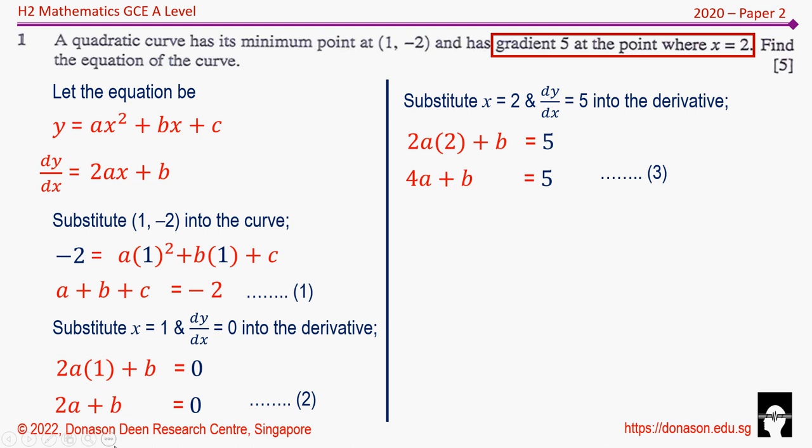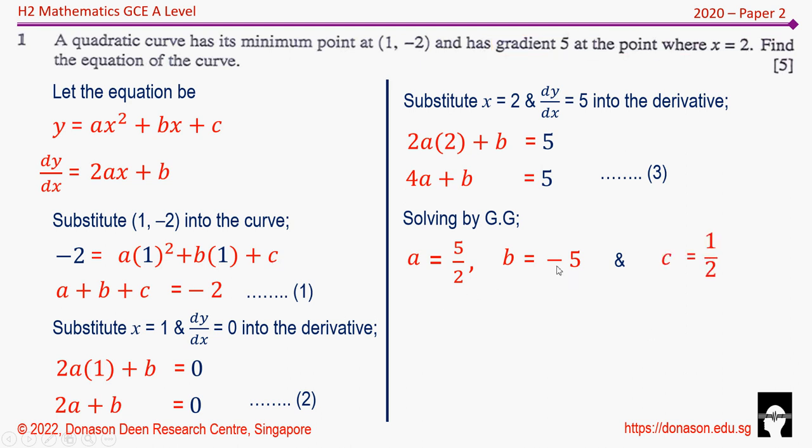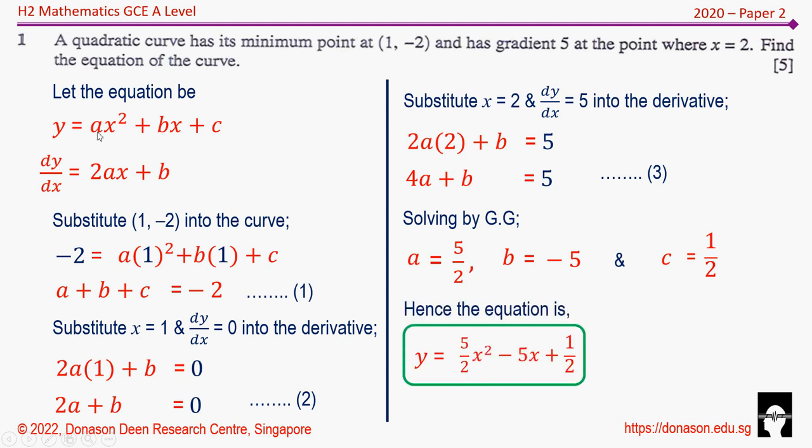Now we can start to solve simultaneously, or we can just use a graphic calculator, and put in all these 3 equations. We can see that the value of a is 5/2 or 2.5, the value of b is -5, and the constant c is equal to 1/2. So let's take the values of a, b and c and put them back into the equation. Therefore your equation is y equals 5/2 x squared minus 5x plus 1/2. So that is the equation of the quadratic curve.